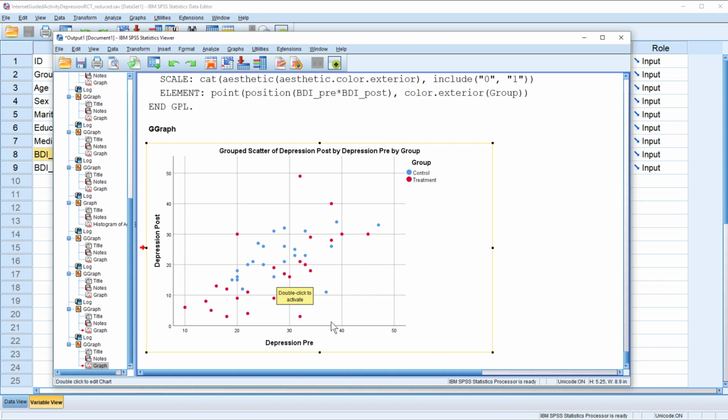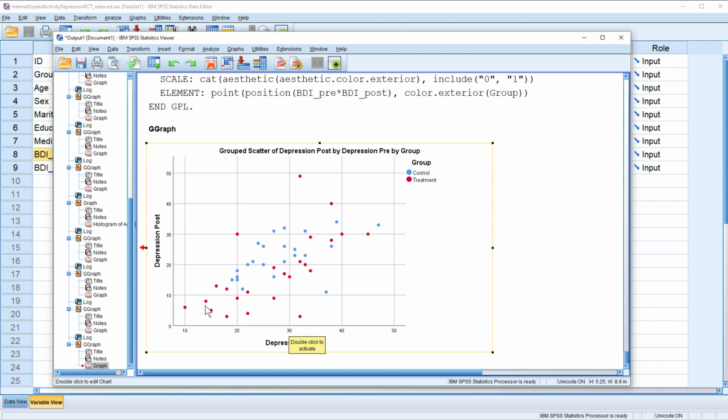So for someone who started off with their depression score at around 30, there's only one person, their depression score afterwards had dropped down to about 16. So that's what that dot is telling us. This person here started off with a depression score a bit under 30, and then they ended up with a depression score still around 30, actually a bit over 30. So they actually went over. So this person has increased in their depression score.